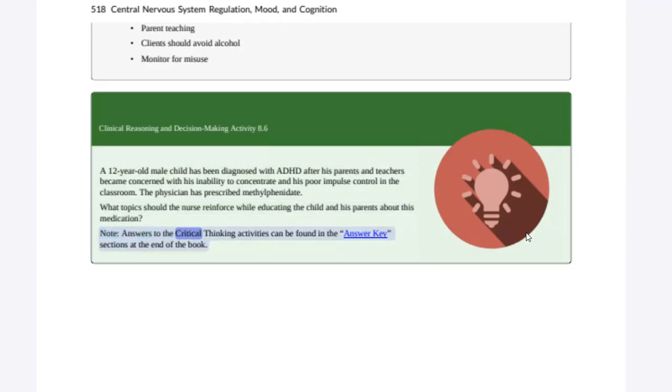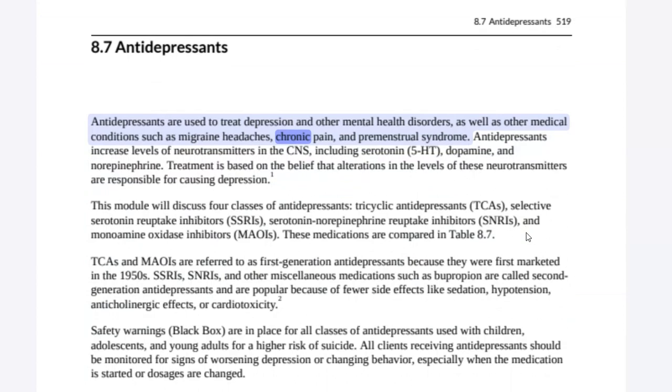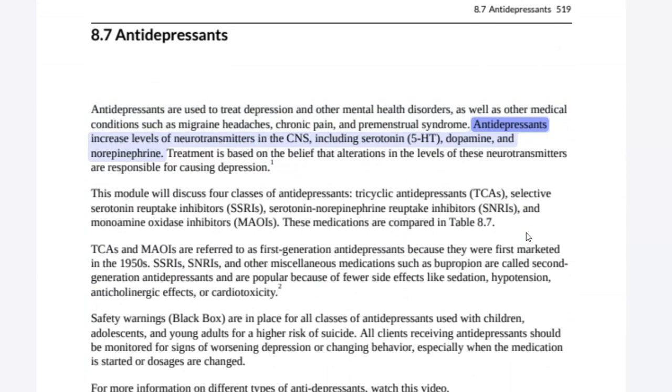Note, answers to the critical thinking activities can be found in the answer key sections at the end of the book. 8.7 Antidepressants. Antidepressants are used to treat depression and other mental health disorders, as well as other medical conditions such as migraine headaches, chronic pain, and premenstrual syndrome. Antidepressants increase levels of neurotransmitters in the CNS, including serotonin, dopamine, and norepinephrine. Treatment is based on the belief that alterations in the levels of these neurotransmitters are responsible for causing depression.